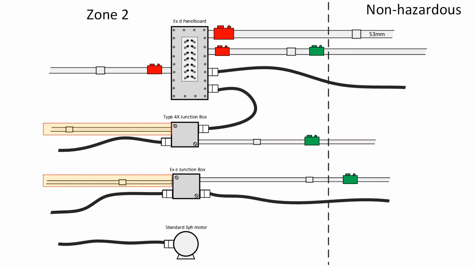If we look at the conduits on the other side of my two junction boxes, one of them is a type 4X junction box and the other is an increased safety E junction box. Neither of these are explosion proof, and due to that, there is no requirement for any seal on these conduits.